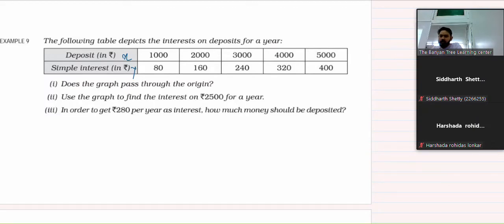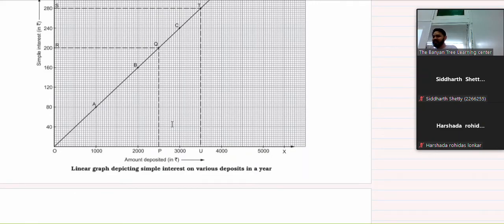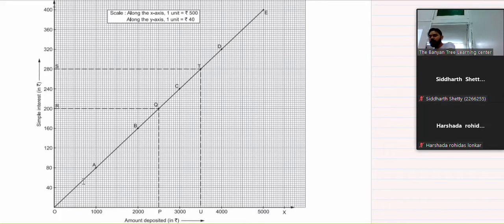Does the graph pass through the origin? That will only be known by plotting. But no, why not? Because zero was not given, the origin is not there. Yes, you are counting 1000 after 0. But 80 and 1000, if they count like this, it's not complete. It will pass, whatever scale you take. If you bring it back, will it touch the origin? That's what they are asking. Yes, it will touch the origin.